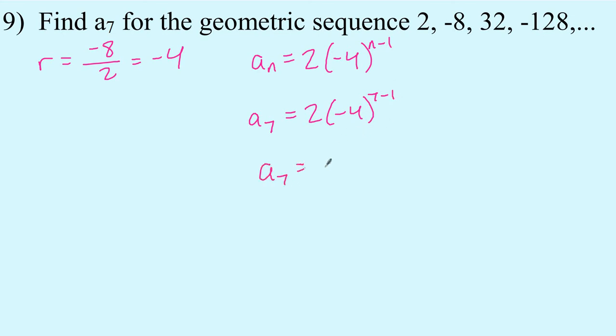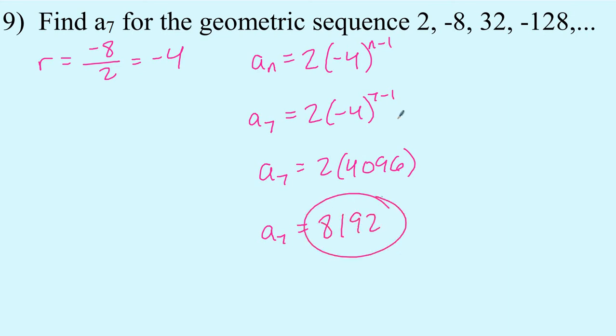So we get 2 times -4 to the 6, which should be 4,096. So the 7th term is just 8,192.